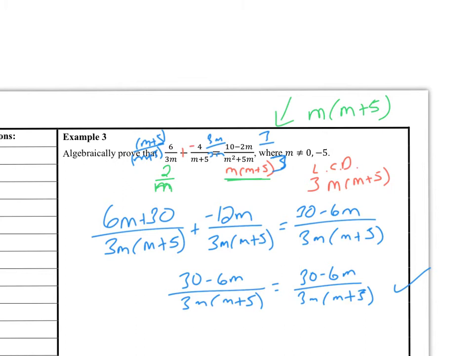Again, it's okay to do both sides as long as you're not moving things from one side of the equation over to the other, right, moving it back and forth. We can't do that, but you can work on both sides.